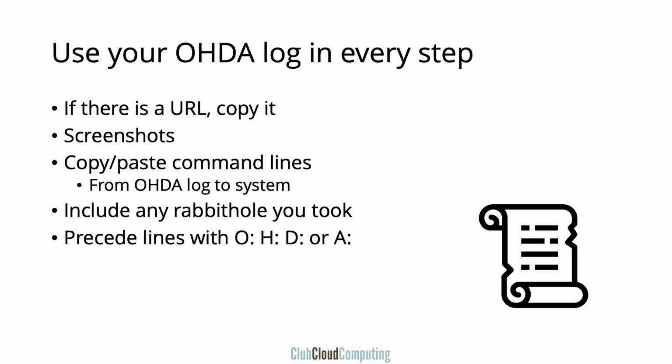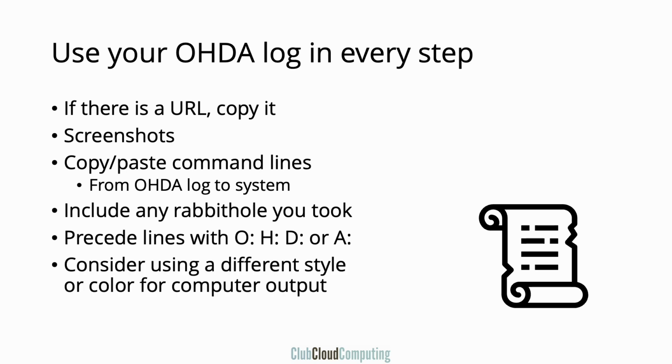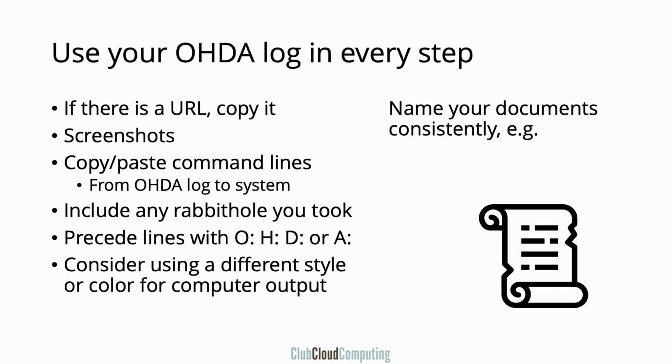You also want to prefix all the lines that you have with an O or an H or a D or an A as appropriate to the situation. You might also want to consider a different style or color for computer output to distinguish between actual observations and stuff that you've typed in from somewhere else. You also want to name your documents in a consistent way so that you can retrieve them later. The log and the date and the topic are the most important things.